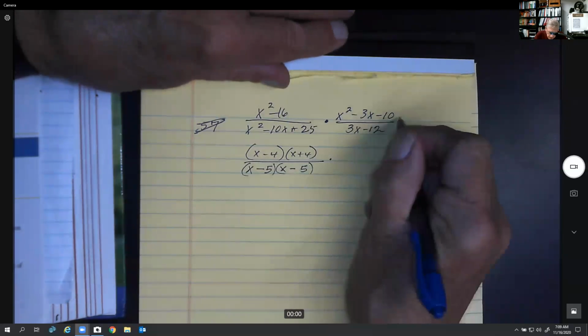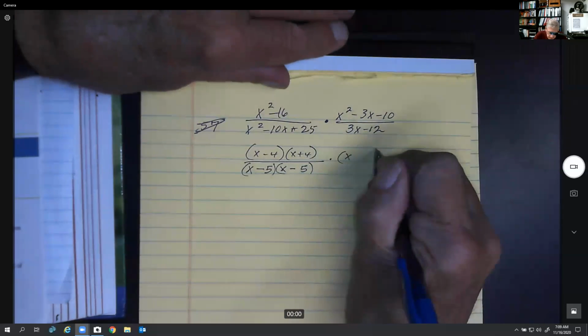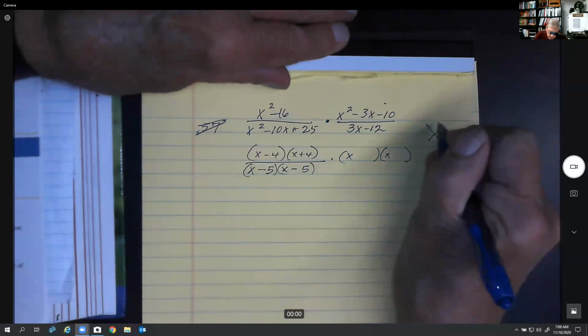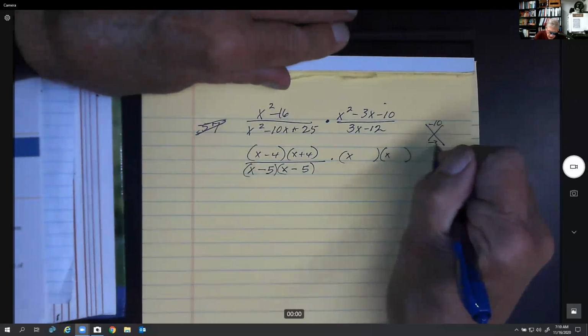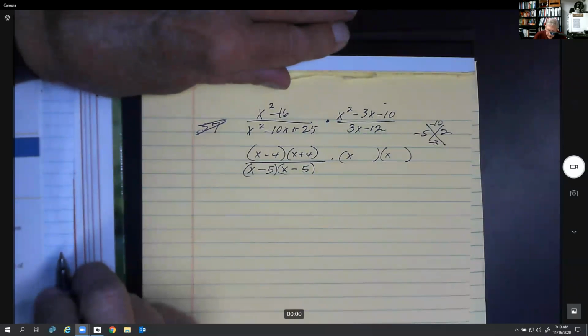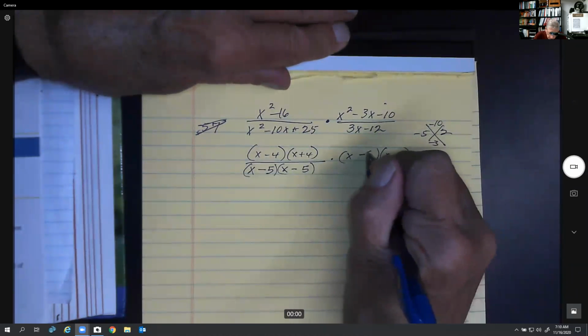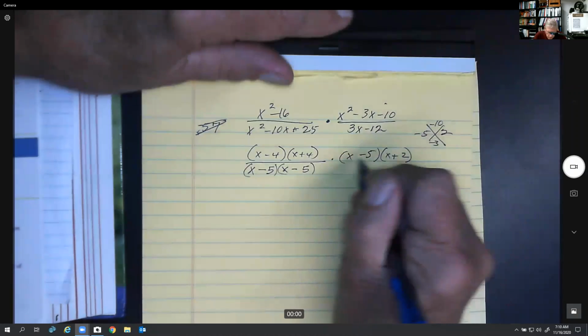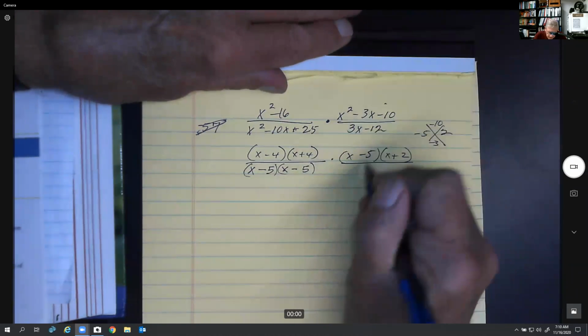Okay, this one, trial and error. X and x. Here's a negative 10 and a negative 3. I need a 5 and a 2, so I need a negative 5 and a positive 2. So x minus 5, x plus 2. They don't have to be in any particular order. And finally, I take a 3 out of there.